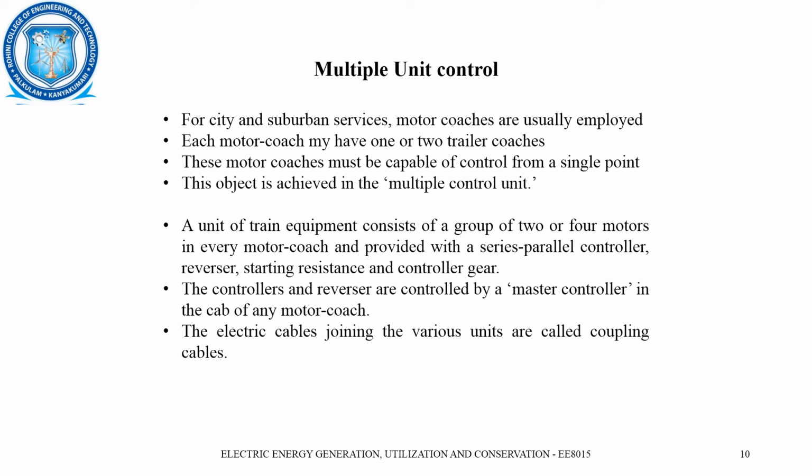While considering multiple unit control for city and urban suburban services, motor coaches are normally employed. Each motor coach may have one or two trailer coaches. These motor coaches must be capable of control from a single point. This objective is achieved in multiple unit control. If you have more control units, it will be easier to operate those motor coaches. A unit of train equipment consists of a group of 2 or 4 motors in every motor coach, provided with the series parallel controller, reverser, starting resistance, and control gear. All these are the components of the traction.